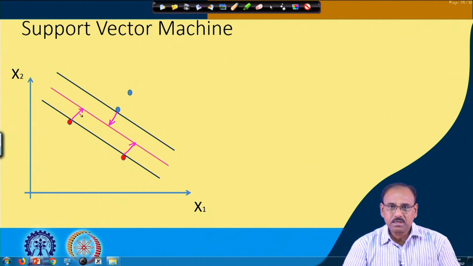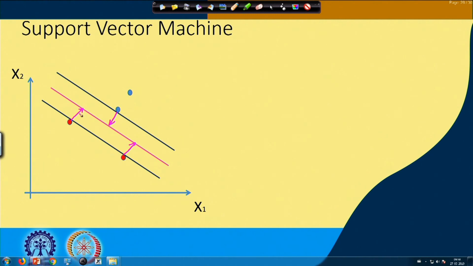So, this is just the introduction of the support vector machine, and the machine which gives such a separating plane is nothing but a support vector machine. We stop today's lecture here, and in the next lecture we will discuss what should be my strategy for designing such a support vector machine.